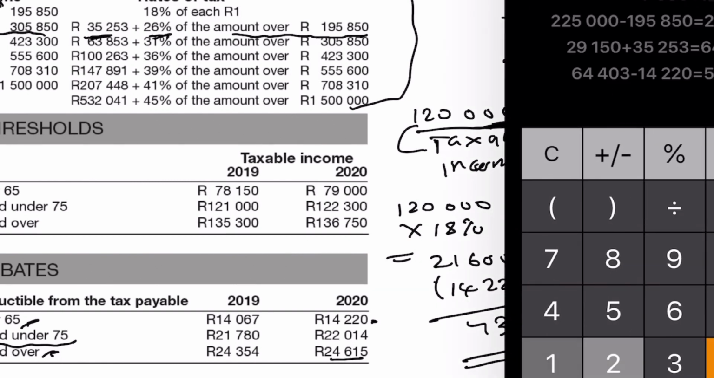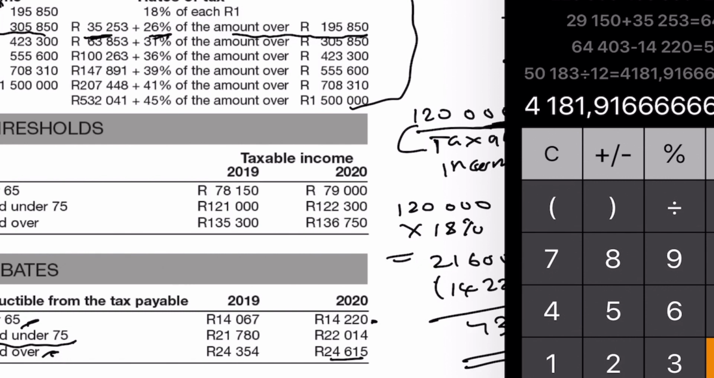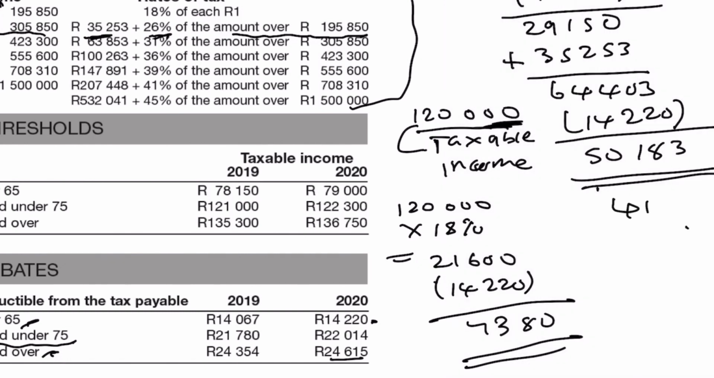If you divide it by 12, it's 4,181. So it makes your life easier if you pay this every month. Register for pay as you earn so that you can deduct this every month, so that you don't have a burden at year end where you have to pay this as a lump sum.